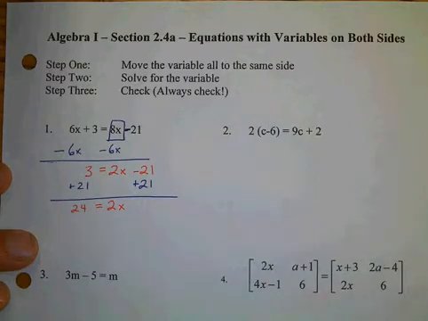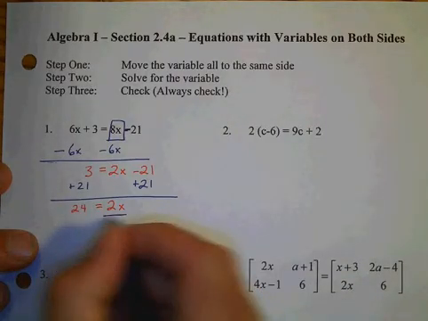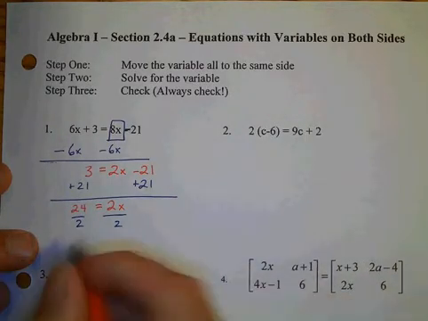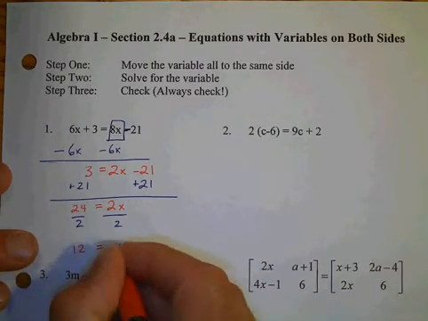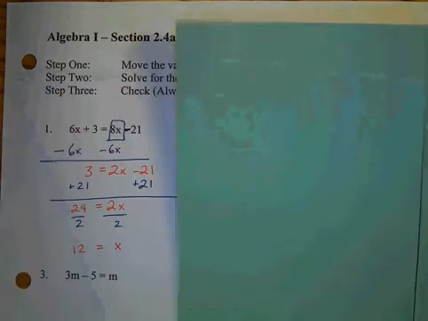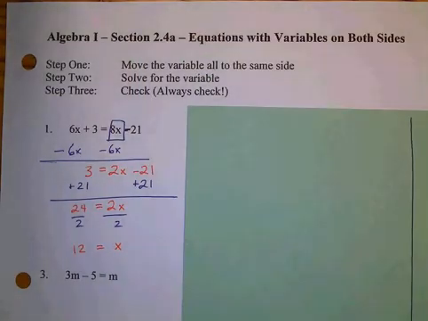Now to isolate the x, I divide both sides by 2, which gives me a final answer of 12 equals x. Now I'm going to slide my paper over to the right side where I have my notes on the other side of the green sheet on page 26, and we're going to check this problem.